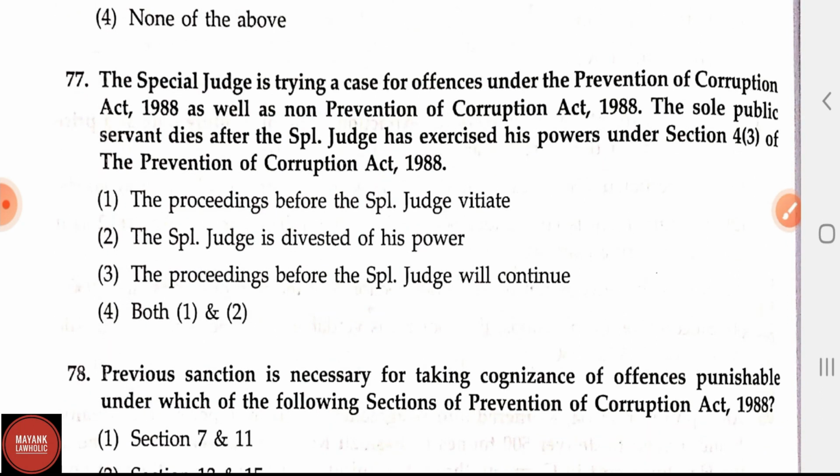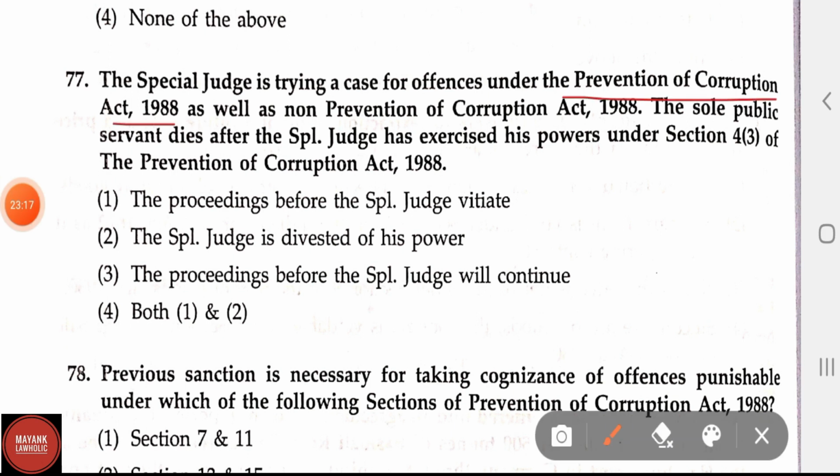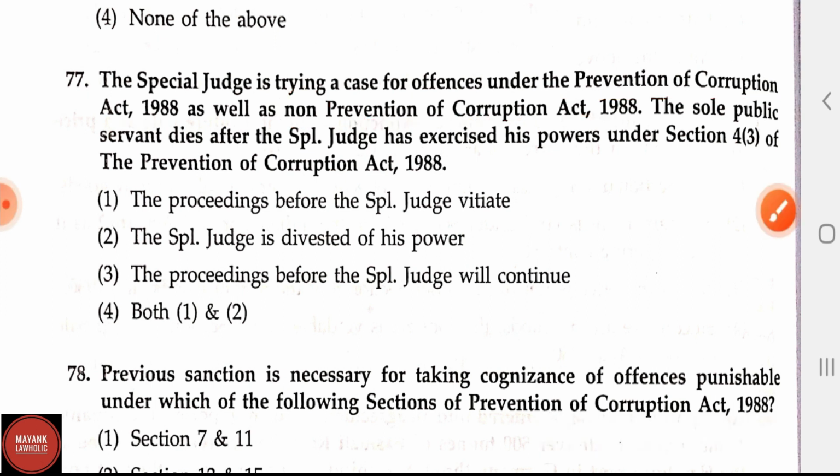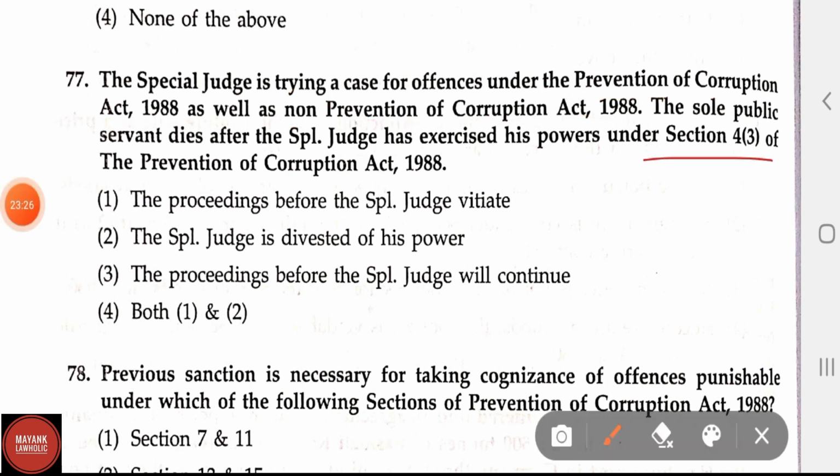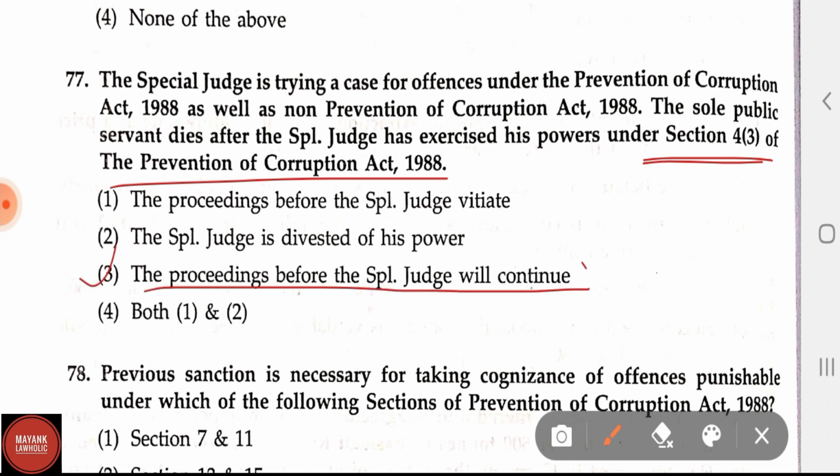A special judge is trying a case for the offence of the Prevention of Corruption Act 1988 as well as non-Prevention of Corruption Act 1988 offences. The sole public servant dies after the special judge has exercised his power under Section 4, Clause 3 of the Prevention of Corruption Act 1988. The options are: the proceeding before the special judge is vitiated, the special judge is divested of his power, the proceeding before the special judge will continue, and option 4, both 1 and 2. Here the correct answer is the proceeding before the special judge will continue.